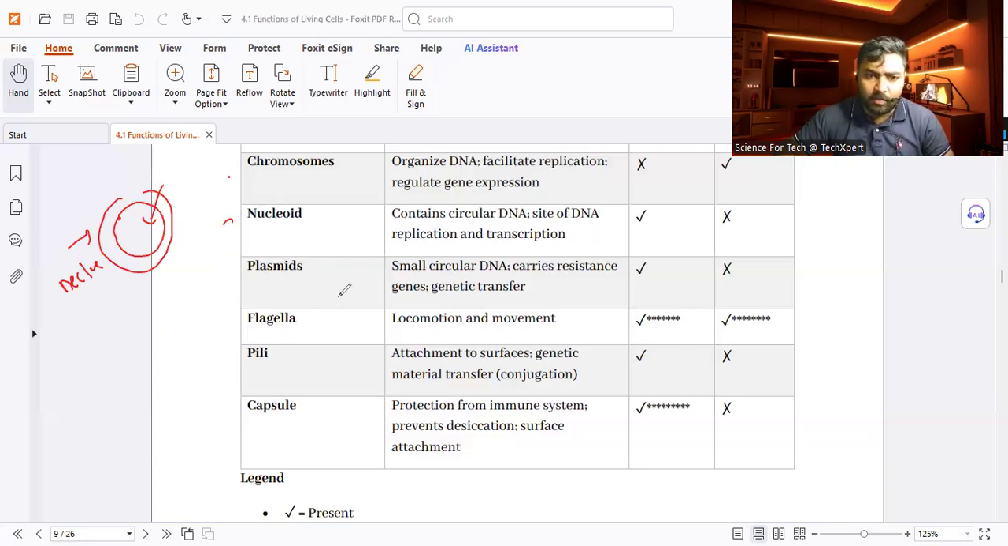Okay, then plasmid. This is a small circular DNA that carries resistance genes for genetic transfer, and that's why we can use it in genetic engineering. We can produce enzymes and hormones by using genetic engineering. I will explain this in later lessons.